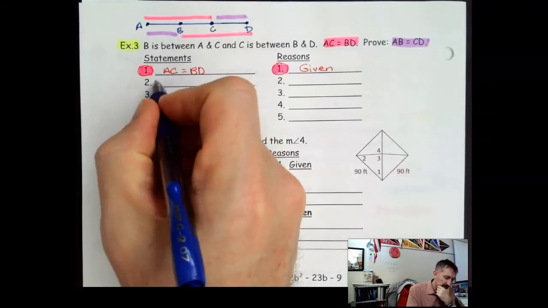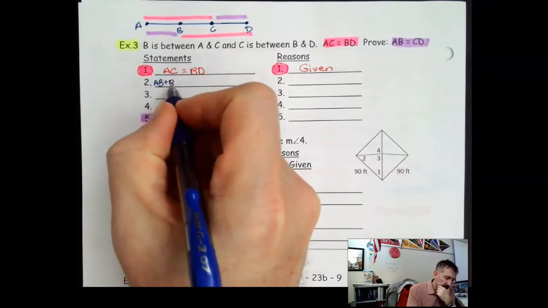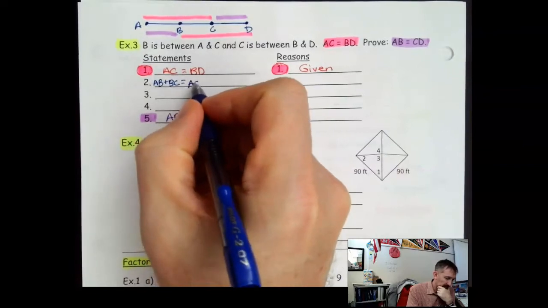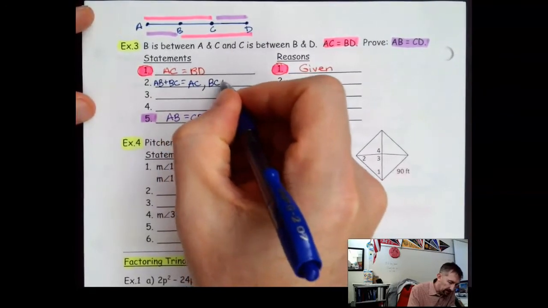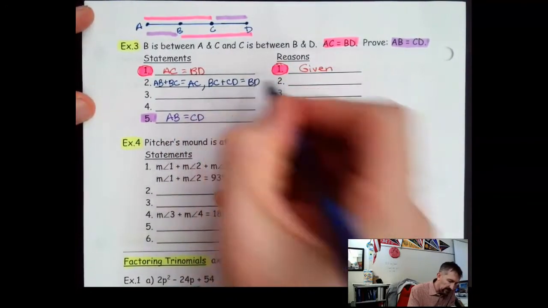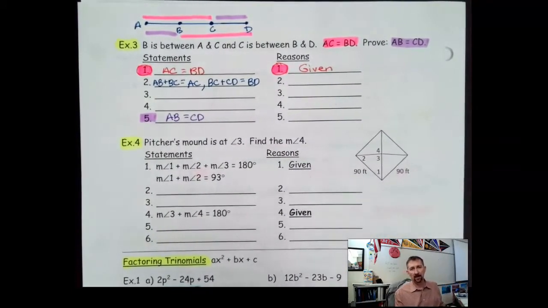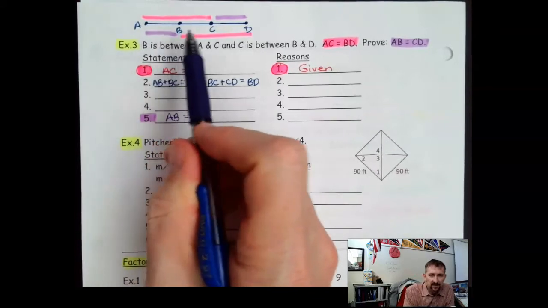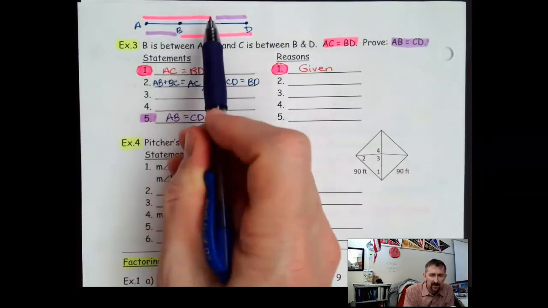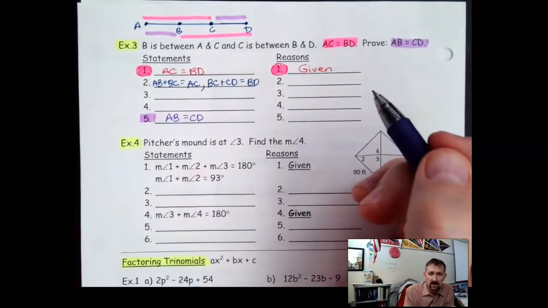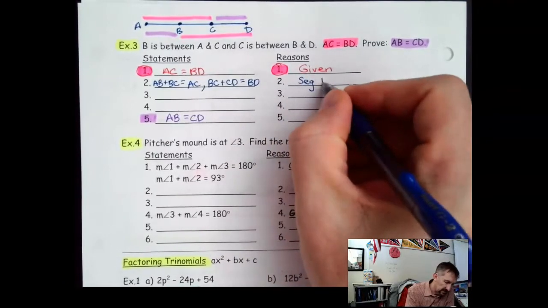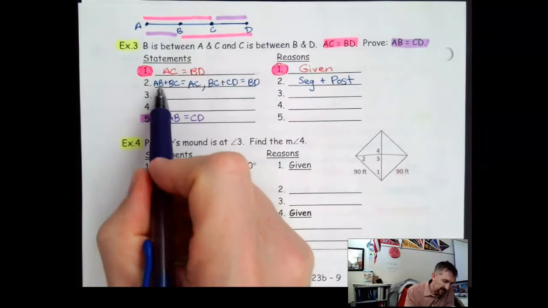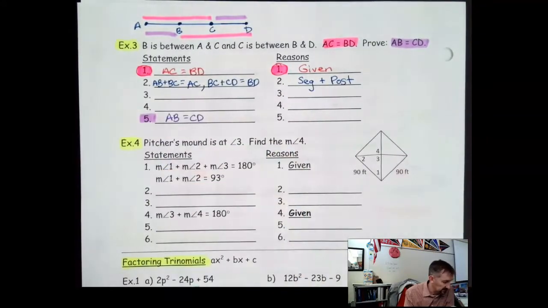So how about if we say AB plus BC equals AC, and over here we could say BC plus CD equals BD. Now think about what we just did. We took the lengths of some segments and added them together to get a bigger segment. So it's pretty much telling you exactly what it is. It's the segment addition postulate, because we're adding the lengths of two smaller segments to get the length of the bigger segment. Okay?